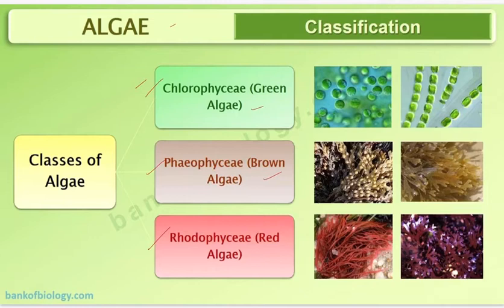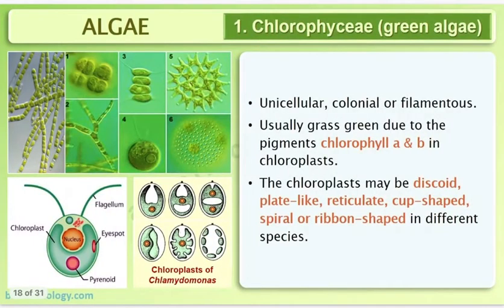Second class, Phaeophyceae. That is brown algae because of the presence of brown color. And then the third class is Rhodophyceae, that is red algae, because again of the presence of red pigments like phycoerythrin. So based on the color and presence of major pigments, we classify algae into 3 classes: Chlorophyceae, green algae; Phaeophyceae, brown algae; Rhodophyceae, red algae.